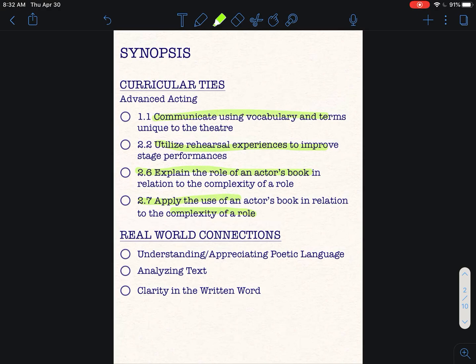Again, super important that you're doing this work for text, especially heightened text in the theater, but it's going to add to the nuance of your performance and in a lot of ways make your text seem simpler than you realize. Those moments where you go, what is going on? Especially punctuation is going to help with that. And of course, finally, the real world connections. It's going to help you understand poetic and heightened text. Your analysis of any text is going to be improved, especially with this punctuation, and your ability to write will also be improved.